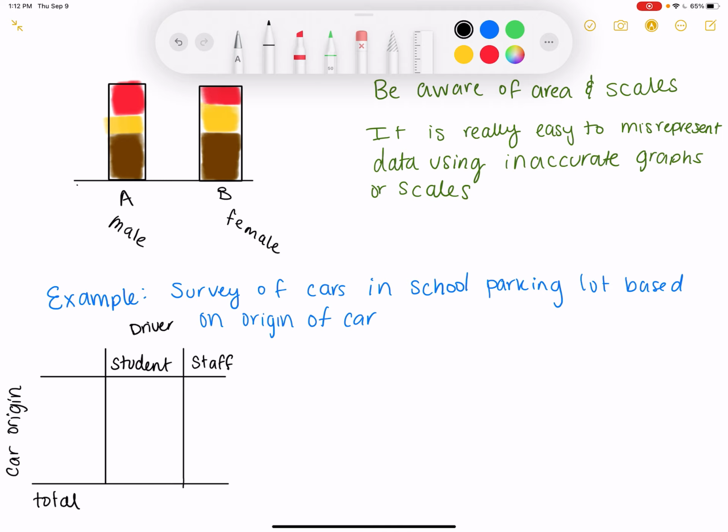What is on the very top? Driver. So if it's a student or a staff member. Then we're going to have USA, European, and Asian.